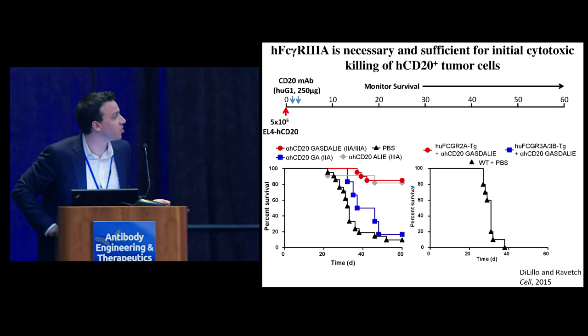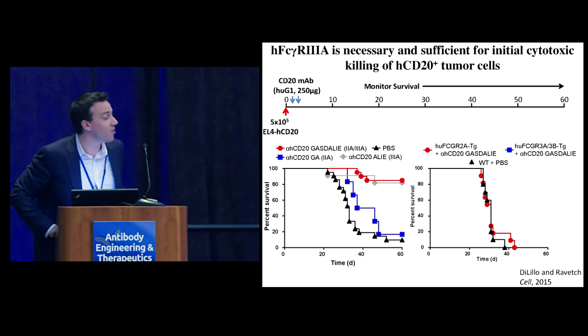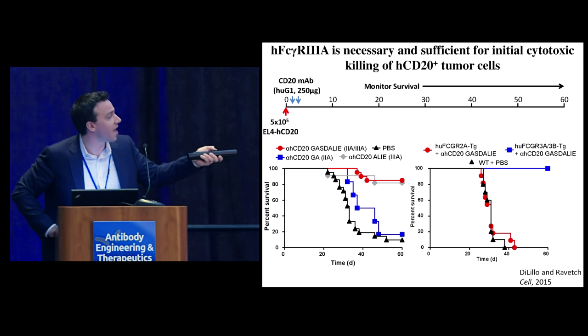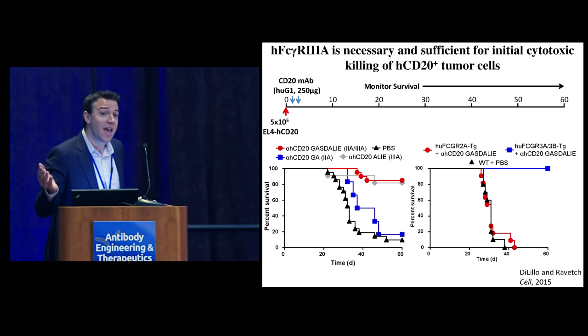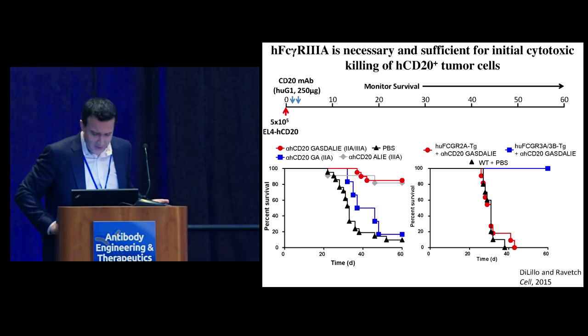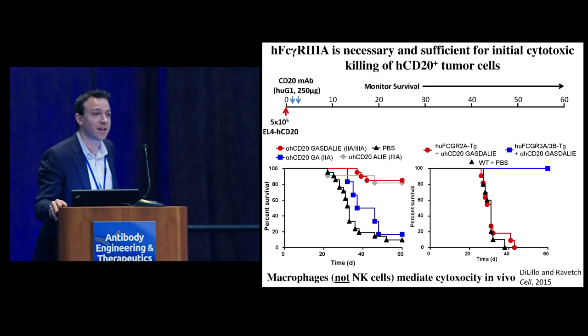And just to confirm this with a genetic model, we also did this in mice that express just FcγR-2a, and you can see that if the mice only express FcγR-2a, there's no survival over giving PBS alone. But if the mice express just FcγR-3a and FcγR-3b, you see full survival. So these data collectively indicate to us that FcγR-3a is what's necessary and sufficient for tumor cell clearance through cytotoxic mechanisms in vivo. For the sake of time, I don't have time to show the data here, but using clodronate liposomes, we actually showed that macrophages, not NK cells, mediate the cytotoxicity in vivo.